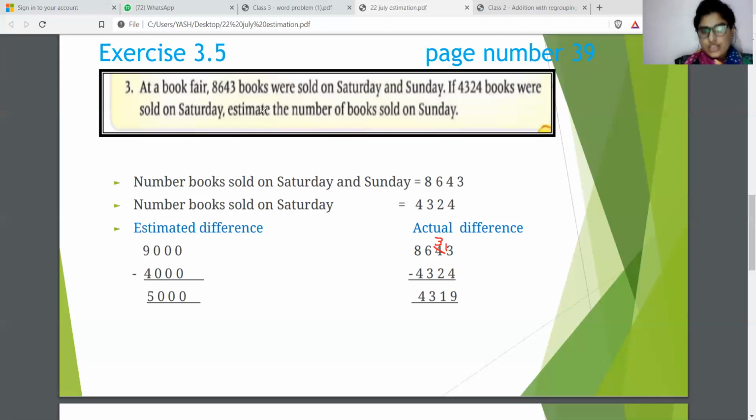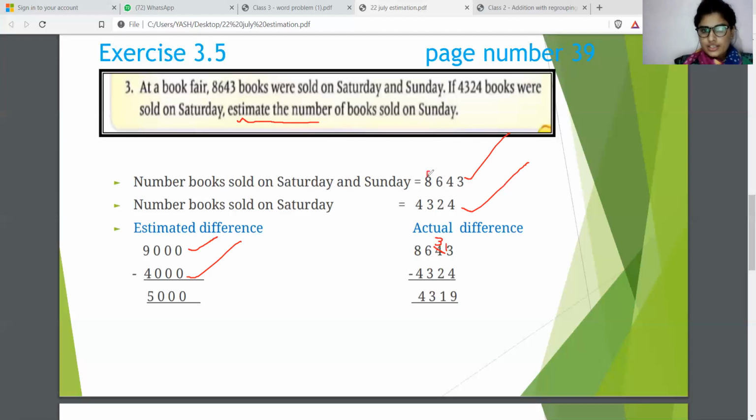But can you see in the question we need to estimate the number. So first we will round off this number and write it over here, and then we will round off this number and write it over here, and then we will do subtraction. So how can we round off 8,643?